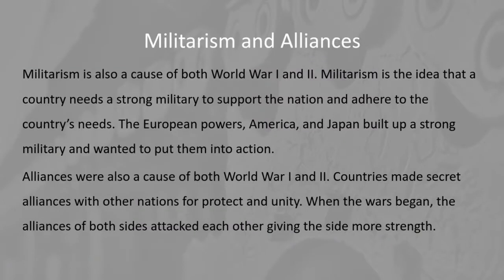Militarism and alliances. Militarism is also the cause of both World War One and Two. Militarism is the idea that a country needs a strong military to support the nation and adhere to the country's needs. The European powers, America and Japan, built up a strong military and wanted to put them into action. Alliances were also the cause of both World War One and Two. Countries made secret alliances with other nations for protection and unity. When the wars began, the alliances of both sides attacked each other, giving the side more strength.